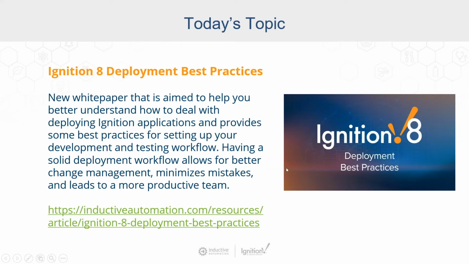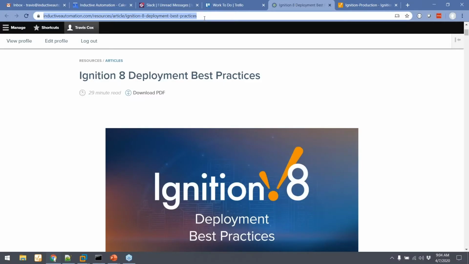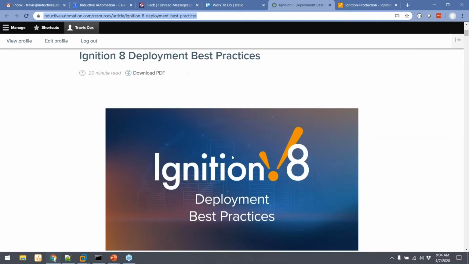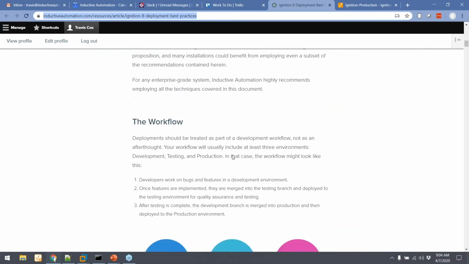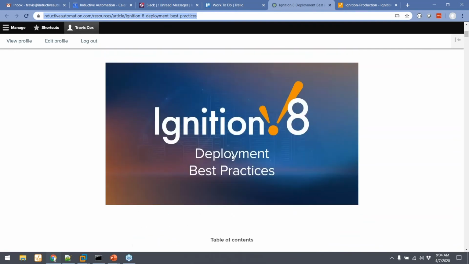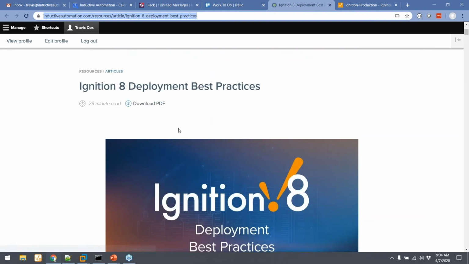We're going to go through this white paper here in kind of presentation or slide form. You see the link right here on our resources section of the website. You can go and check this out. You can also just go to the resources page and search for it. You'll find the Ignition 8 deployment best practices. There is the information here, which we're going to go through today, and then there's also, of course, a PDF that you can download.